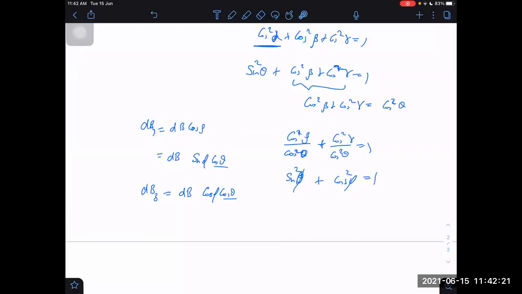But even if only y remains, the integration will not be just dB sine theta. It will be dB sine phi into cos theta, something like that. Okay. Let me tell you why it is coming out this way.